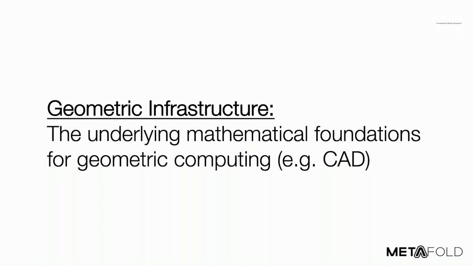Obviously, I didn't come here to sing the praises of the U-Bahn, even though I do like it. I want to talk about geometry. So let's look at a definition of infrastructure for geometry. I would describe geometric infrastructure as the mathematical foundations for geometric computing. And I'll use CAD as an example of this. And you might notice also the similarities here to the definition of a geometry modeling kernel.